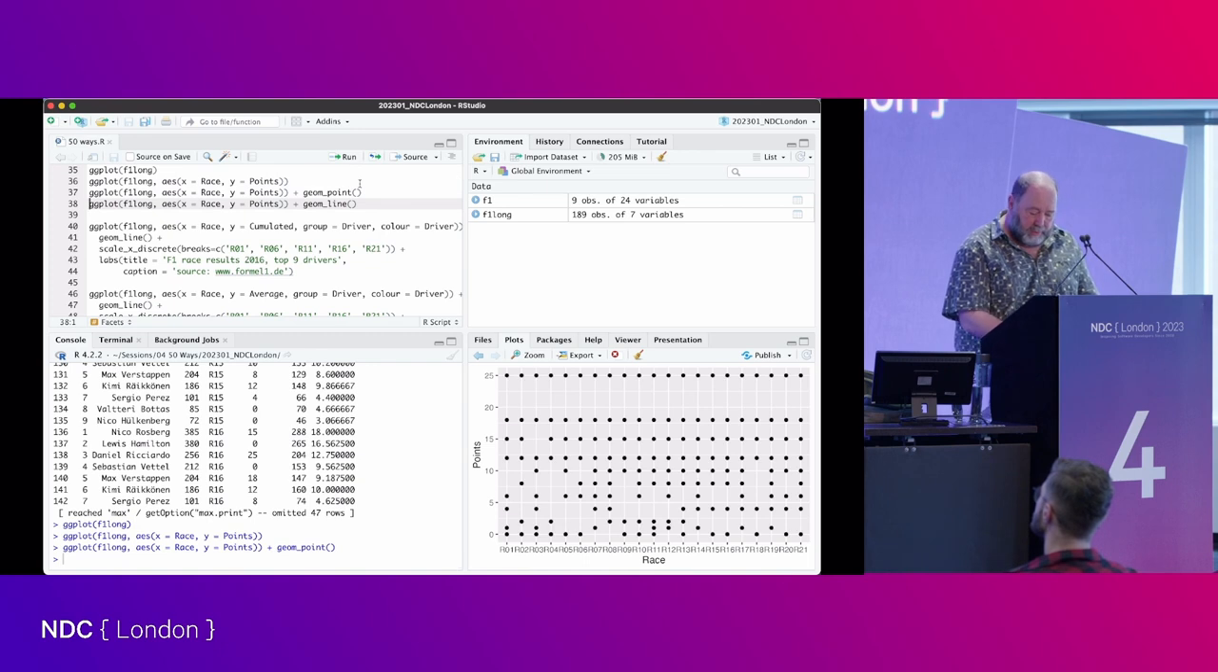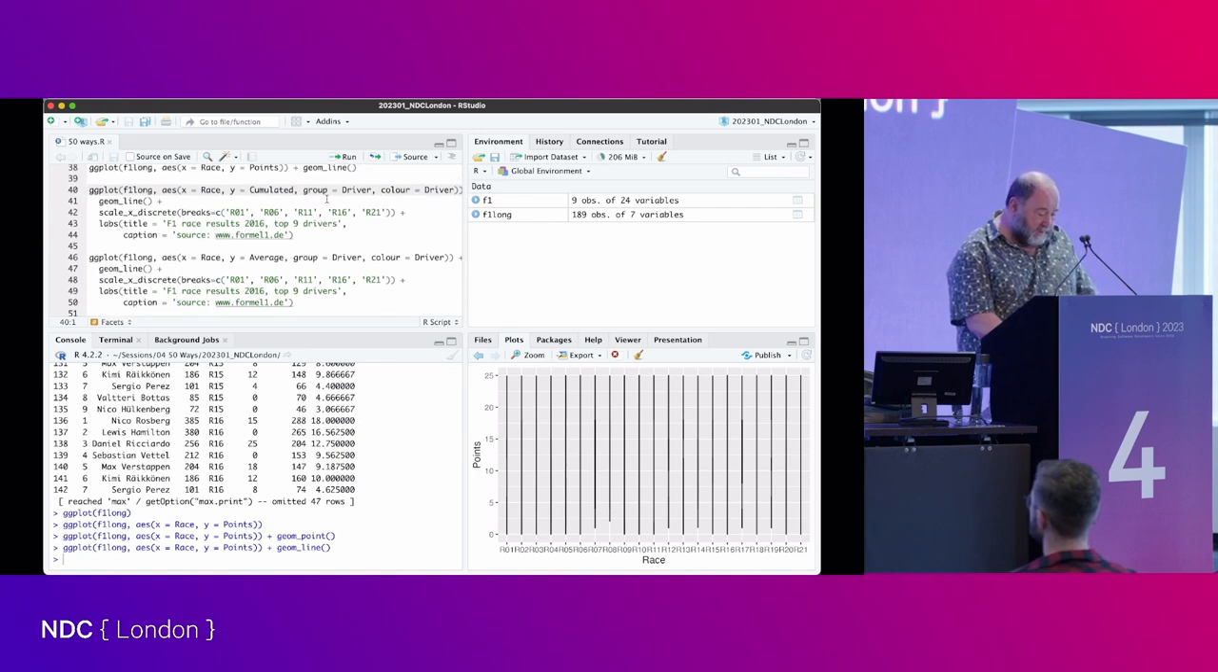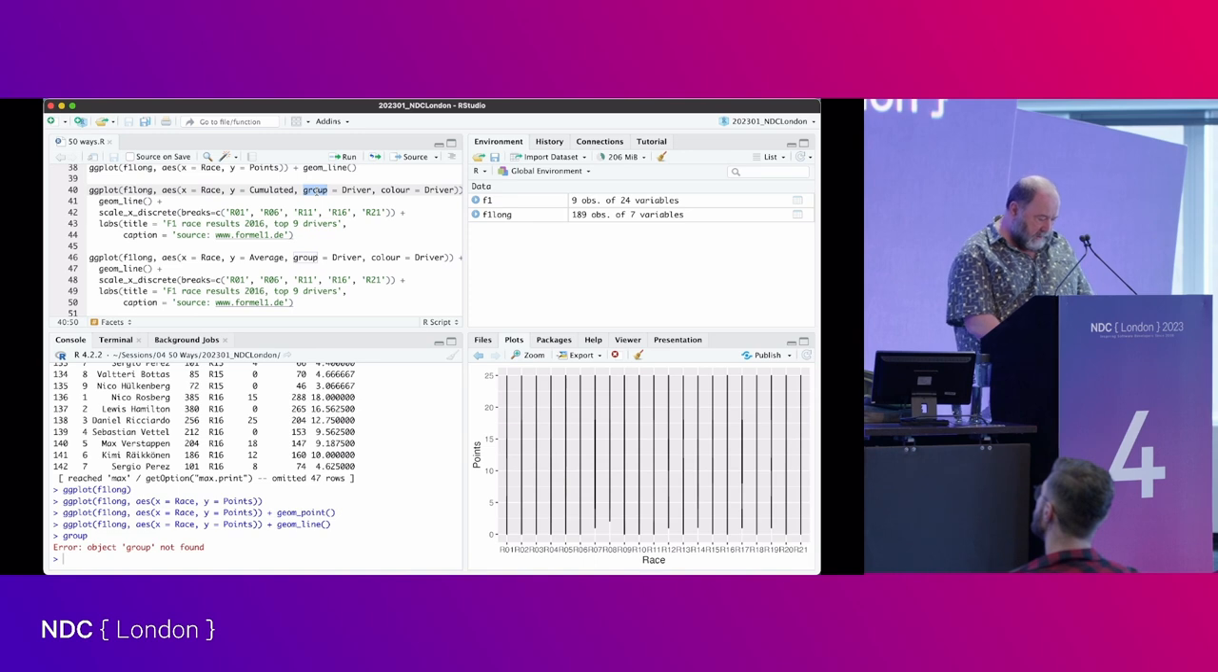We can do like a point or a line graph. So most probably that's not what you want to see or did expect here, of course. But the system doesn't know better at this time. We have to do grouping. We want to group by the driver, and then we can make it look like this.